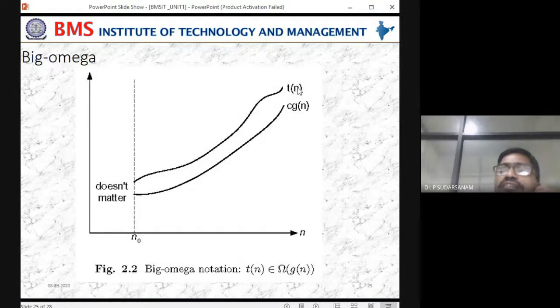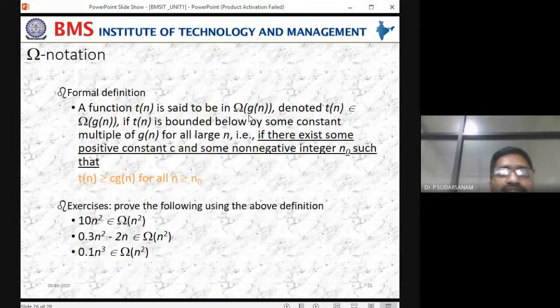and a non-negative integer n naught, some positive constant c, such that t of n is greater than or equal to c into g of n, where n is greater than or equal to n naught. This one you have to write, and one example you have to write in the examination. So that is what the definition says. This is the simple way to write the definition for big omega.